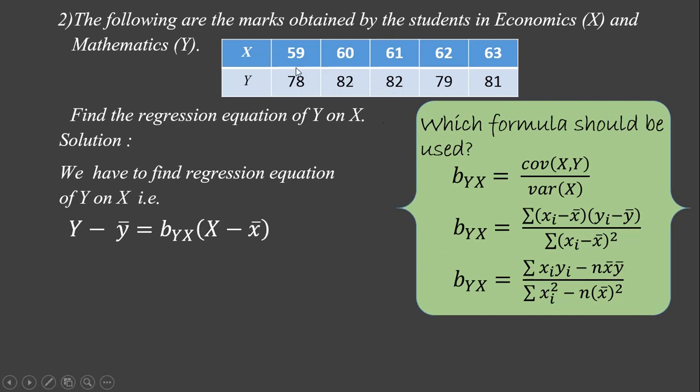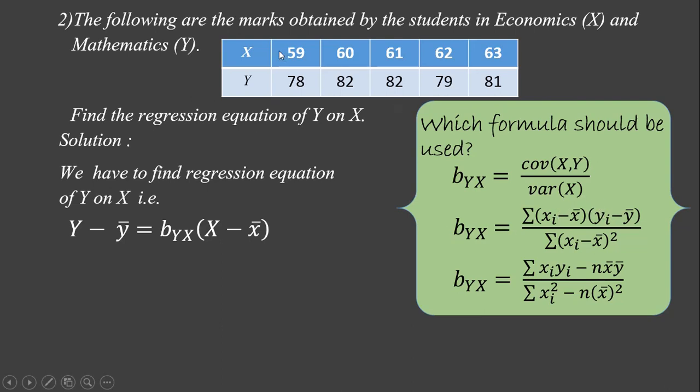So when the values of x and y are comparatively larger, then it is convenient to use this formula: xi minus x bar into yi minus y bar, its summation, upon summation xi minus x bar to the square. So when we subtract the mean from all the values of x, these values of x get reduced, again values of y get reduced, and it is convenient to take their product easily.